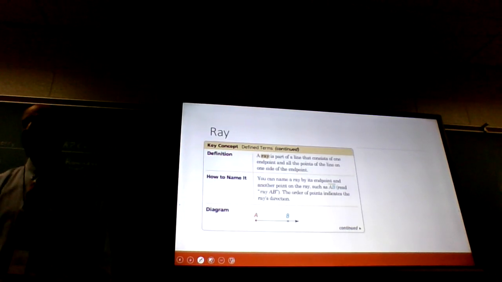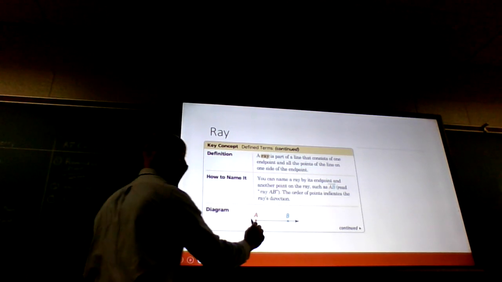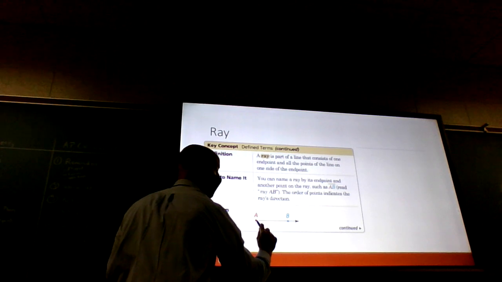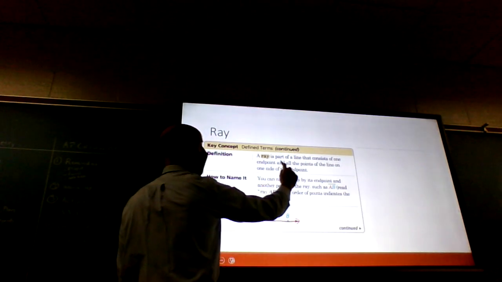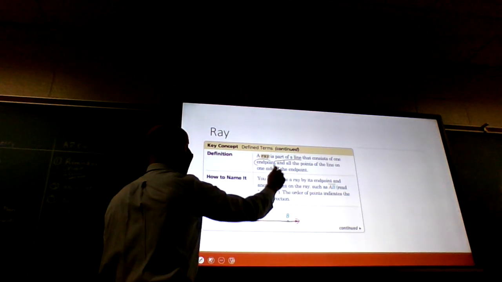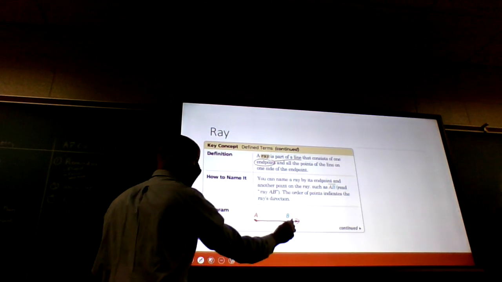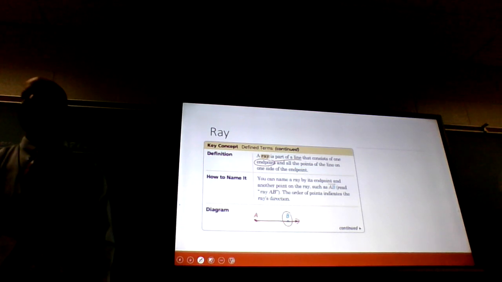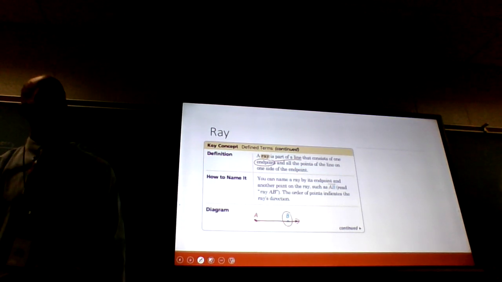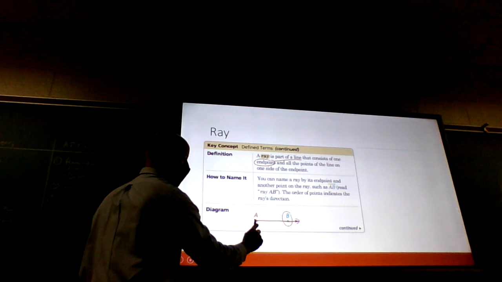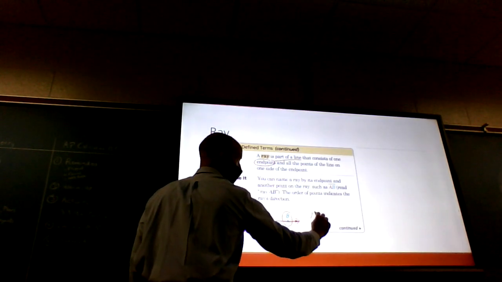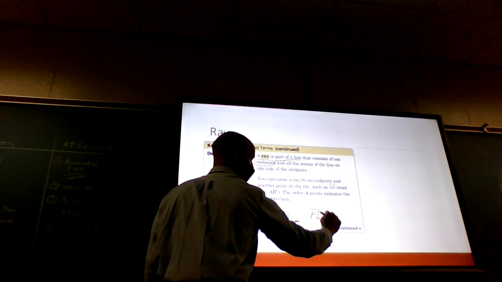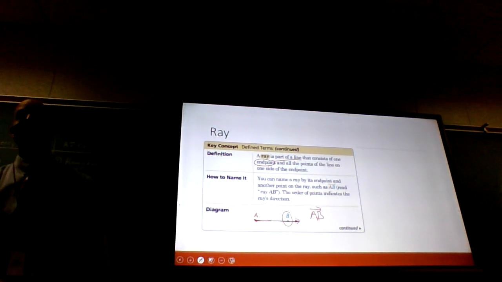Okay. And then here's another defined term. We have a ray. A ray is similar to a segment, but instead of it stopping at both endpoints, it extends in one direction. So here's a ray. So this is, again, part of a line that consists of an endpoint. This is the endpoint. Is this point over here an endpoint? Does it end there? Nope. So it has an endpoint, and then it extends in the direction of B. The way we write this ray is this way. And by the way, that's the only way we write that ray.